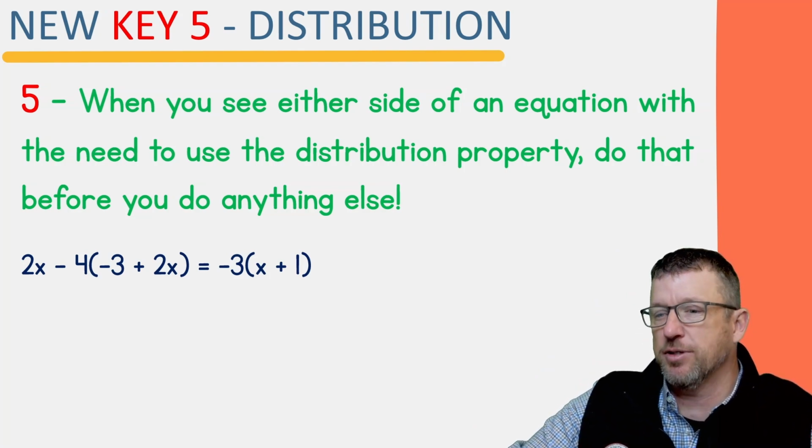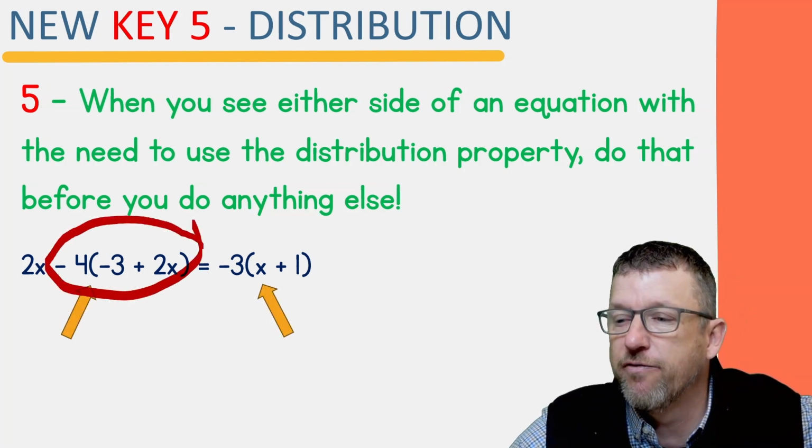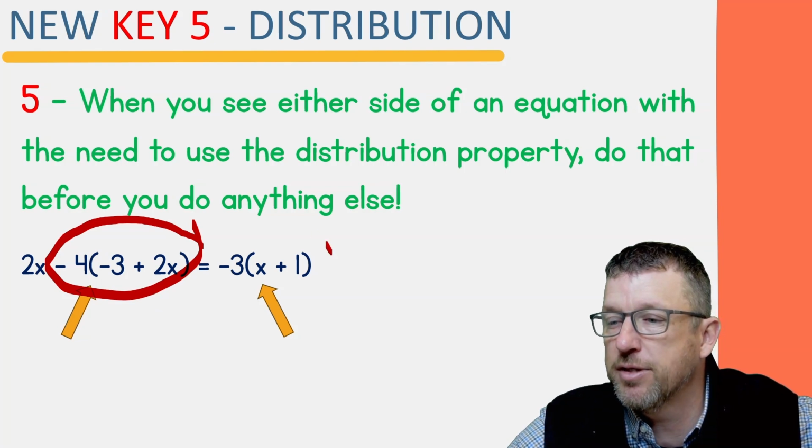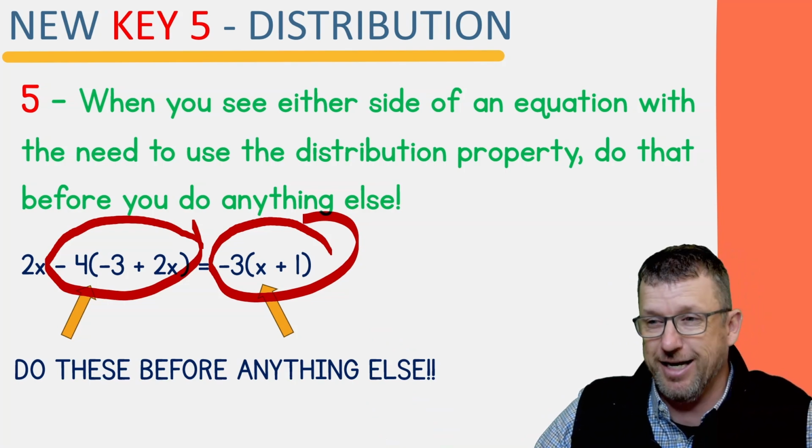So here's an equation that has a couple sets of parentheses. And we want to do those sections first. So I would go ahead and distribute my -4 throughout this set of parentheses, and I would distribute my -3 around that set of parentheses. We do that before we do anything else.